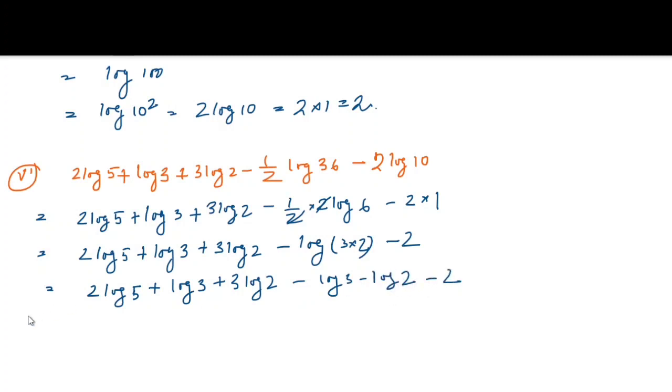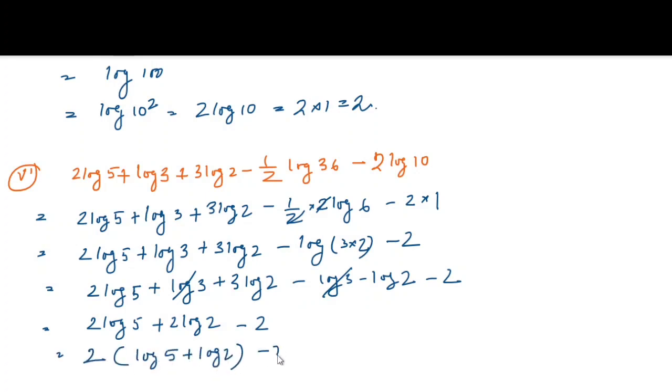Formula, what is the log 3 and log 3? This will cancel out, right? Log 2 minus log 2, so we'll have 2 log 5 plus 2 log 2 minus 2. 2 if I take common, that is log 5 plus log 2 minus 2. 2 into log 10 minus 2. 2 into 1 minus 2, 0. So the answer will be 0 here.